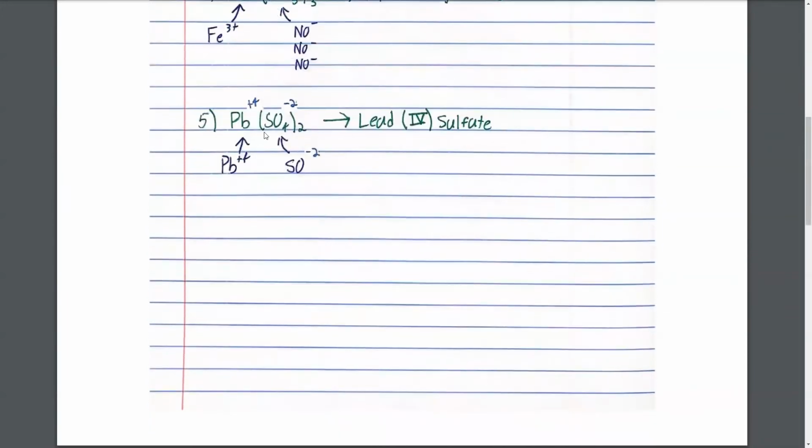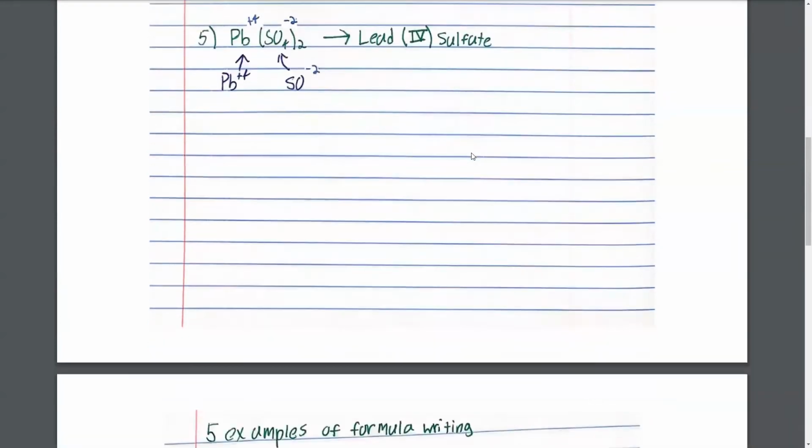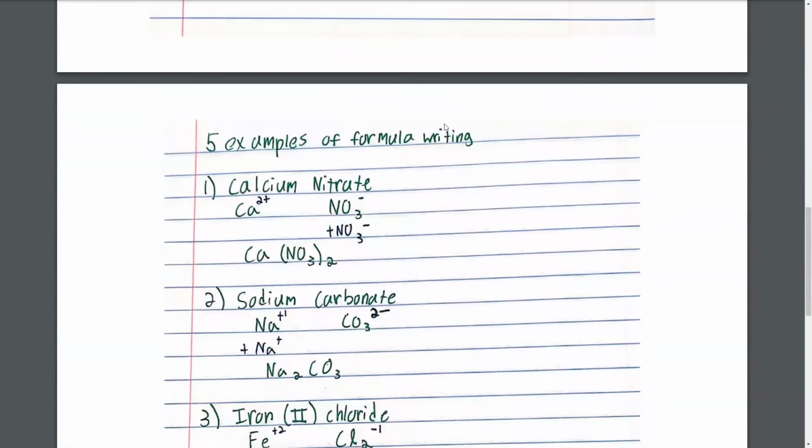For my last example, we have Pb, parentheses SO4, and then 2 on the outside. SO4 is the polyatomic ion sulfate, and it has a -2 charge. With 2 on the outside, there would be 2 times 2, so a total charge of 4. That means lead would also need a 4+ charge to balance out the compound. So that would be lead(IV) sulfate. So that's for my naming.